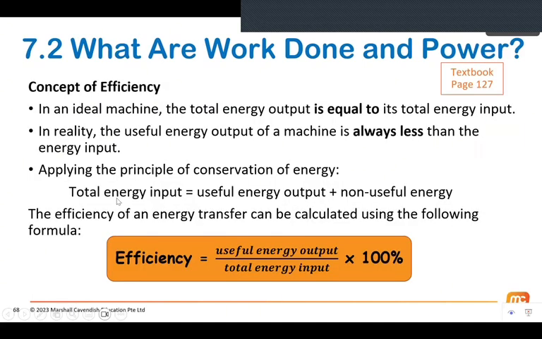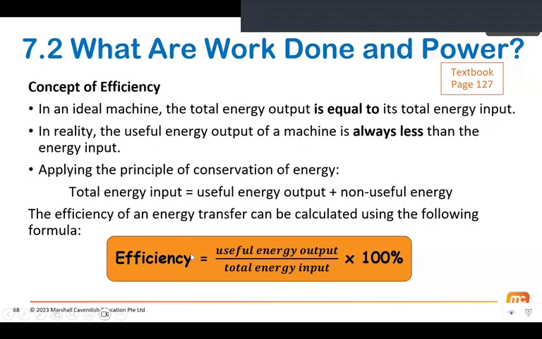Next, we look at the formula for efficiency. Usually in an ideal situation, we always want that I put in this amount of energy, and I get out an equal amount of energy as how much I put in. That's in an ideal machine case where the total energy output equals the total energy input. But in real life, this is most of the time not going to happen because there's always a lot of friction, air resistance, and many other things going on. And so the energy output of a machine is usually much lesser than the energy input.